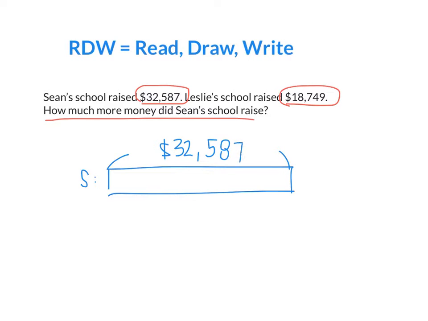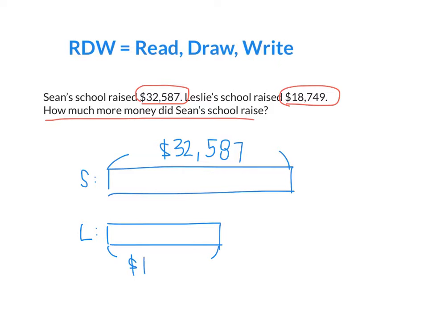$587. Leslie's school. Did Leslie's school raise more or less than Sean's school? Less. So should that tape diagram, the next tape, be longer or shorter than Sean's tape? Shorter. So let's make a tape that's shorter than Sean's. And we're going to label it.